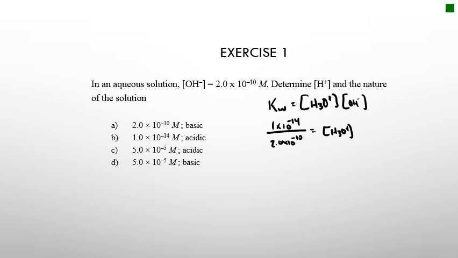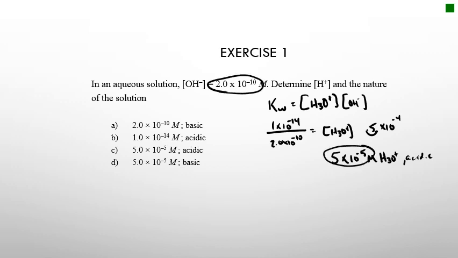So if I take 1 times 10 to the minus 14th divided by 2 times 10 to the minus 10th, 1 divided by 2, that would be 0.5 times 10 to the 14 minus 10, or negative 14 minus negative 10. So that would be a negative fourth. We need to shift that over one more spot. So we'd have 5 times 10 to the negative fifth molar H3O plus, which would make it acidic because the concentration 5 times 10 to the minus fifth is larger than 2 times 10 to the minus 10th. So the answer would be C.